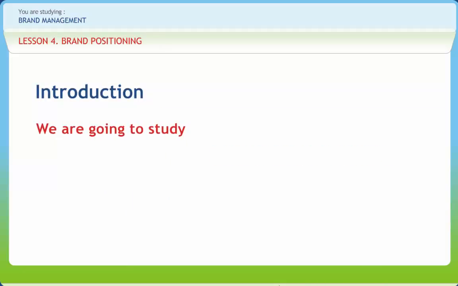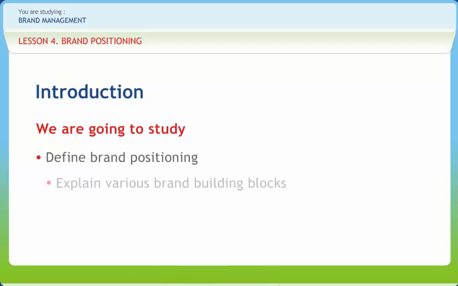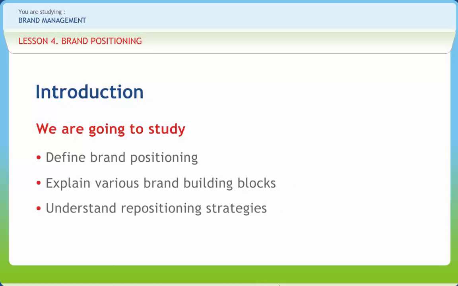We all know that positioning is identifying the optimal location of a brand and its competitors in the mind of consumers or a market segment to maximize potential benefit to the firm. The location of the product is such that the consumers or market segments think about the product or service in the desired way. In the fourth lesson of brand management, we will discuss brand positioning, explain various brand building blocks, and understand repositioning strategies.